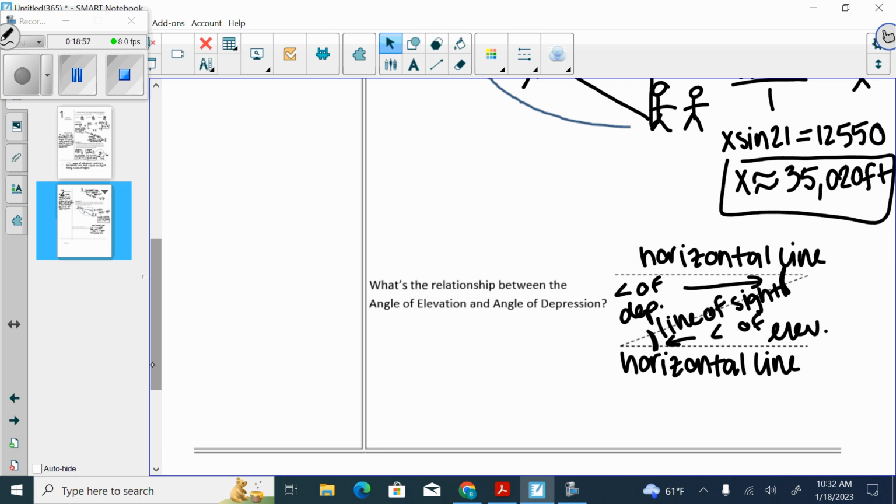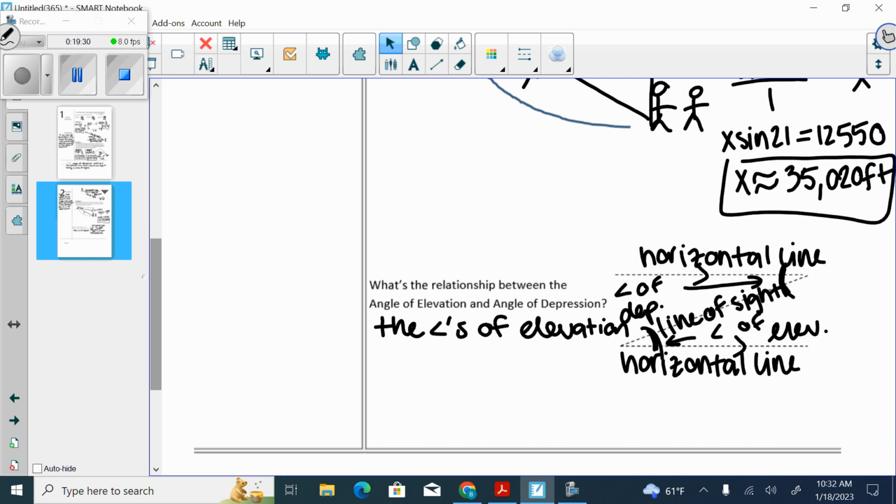Okay, so as far as their relationship goes, those two horizontal lines, are they ever going to intersect? So those are what kind of lines? Parallel. And my line of sight works kind of like a transversal. So what would I know about this angle and this angle? Alternate interior, which are congruent, right? So those angles should always be equal to each other.